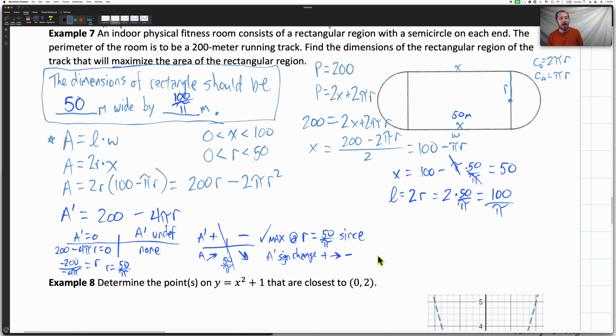Again, if you solved A prime equal to 0 in your calculator and got a decimal there, that's fine. Just make sure you round it to the nearest thousandth, and make sure that you put it back in our solution that we boxed up at the beginning.